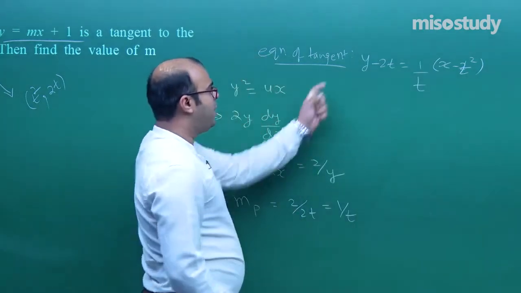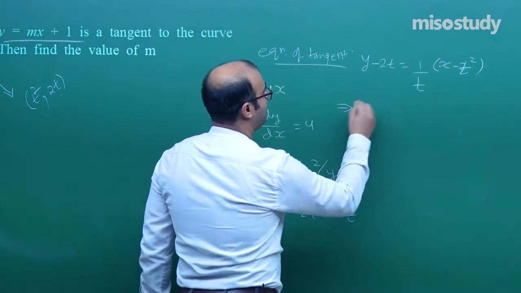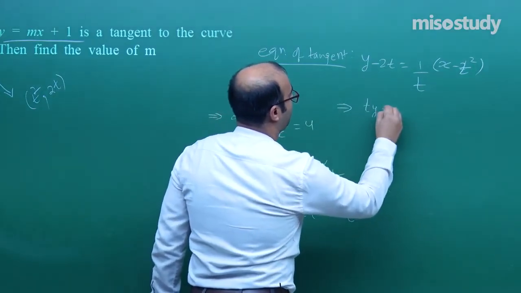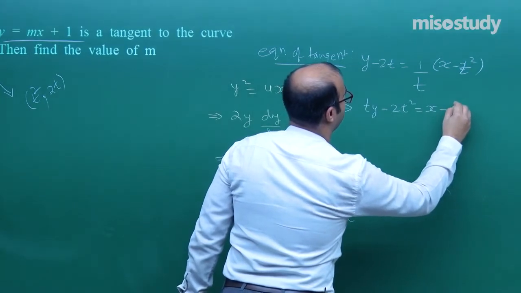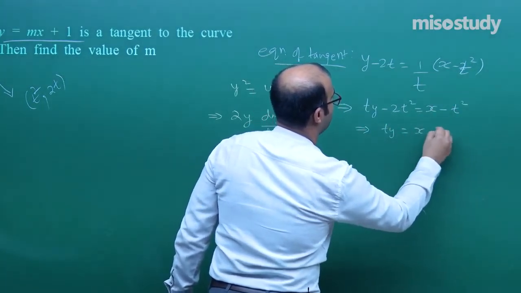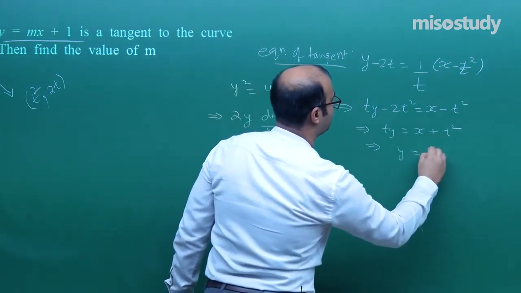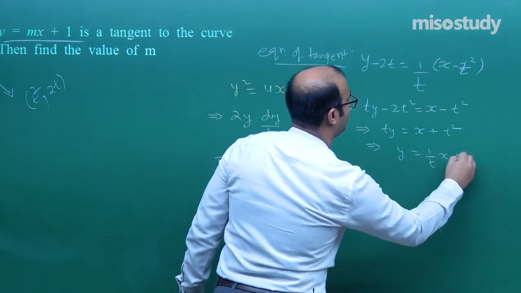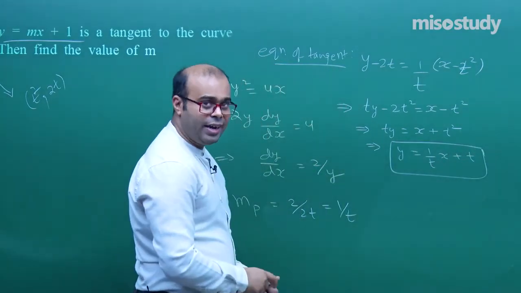So you can say y minus y1 is equal to m into x minus x1. This implies ty minus 2t square is equal to x minus t square, which will give you ty is equal to x plus t square. Or you can also write it as y is equal to x into 1 by t plus t. So this is the equation of the required tangent.